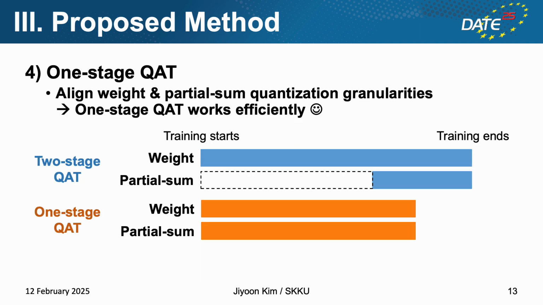Previous work used two-stage QAT to deal with granularity mismatches, where layer-wise weight and column-wise partial sum quantization was adopted. In that case, partial sums are only quantized in the second stage of training to reduce training costs. We achieve efficient one-stage QAT from scratch by aligning both weight and partial sum quantization at the column-wise level. This makes training simpler and more efficient by avoiding unnecessary separate stages to handle quantization and ensures consistent optimization of both.